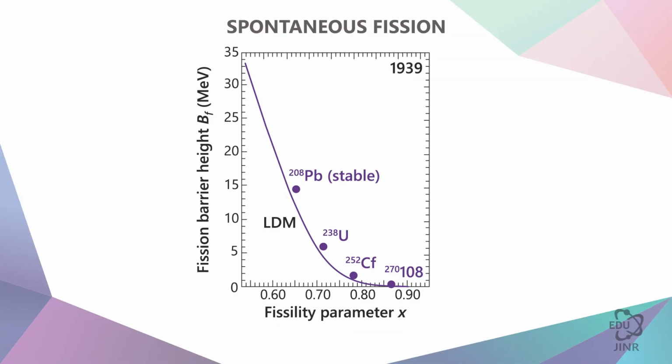Here is spontaneous division. Here we draw a barrier. It's pretty big for lead. The height of this barrier is about 13 megaelectron volts. For uranium, this is 6 megaelectron volts, as we have seen. If we come to the 98th element, it is about 3 megaelectron volts. The 108th has a zero barrier, nothing at all.